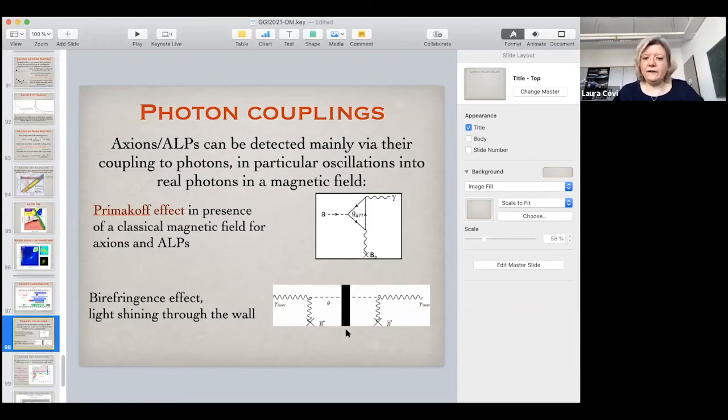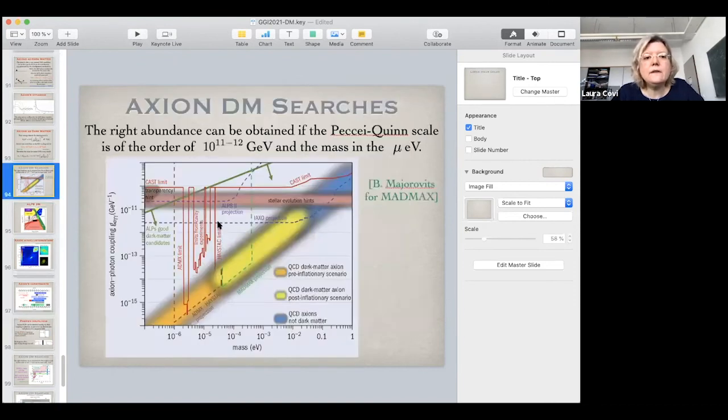And one experiment of this type is, for example, the ALPS experiment at DESY in Hamburg. And they are actually some of the constraints we were shown in the previous plot, which I think, let me see if it is here. Yes, the ALPS 2 projection, for example, here.